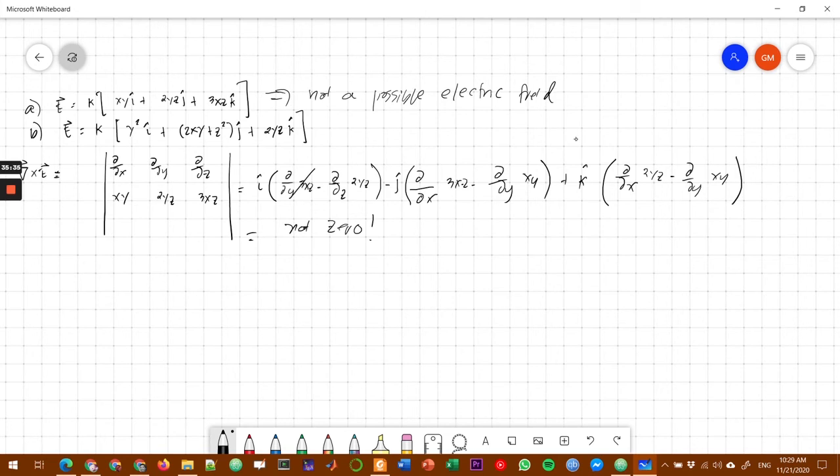Okay. Now for letter B, if you take the curl of that, I'll leave it to you, you do your thing. You will find out that if you calculate it using the same formula, same process, same method, it will give you zero. Okay? So therefore, the second form of the electric potential is possible, it's valid. So this one is valid.